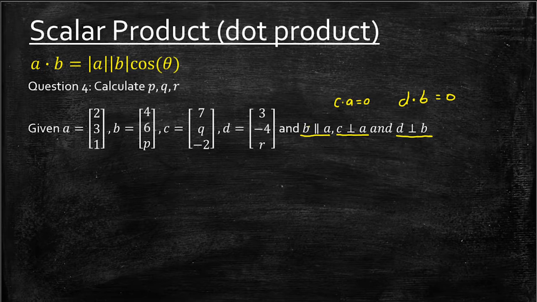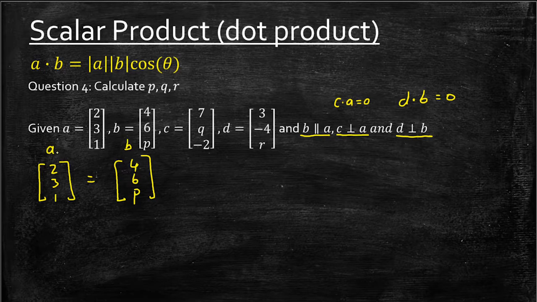So let's just focus on b is parallel to a. Well, what do we know about parallel vectors? We know that they are scalar multiples of each other. So if we look at a and b, we know that a is (2, 3, 1) and we know that b is (4, 6, p). Now what do we have to multiply vector a by to get vector b? Well, we have to multiply it by a scalar factor of 2.